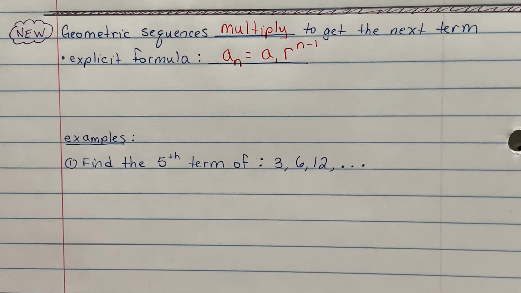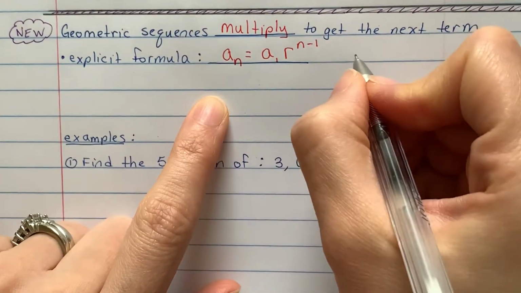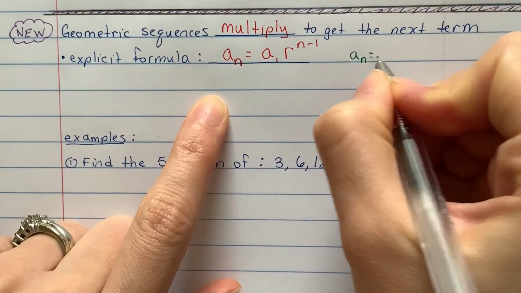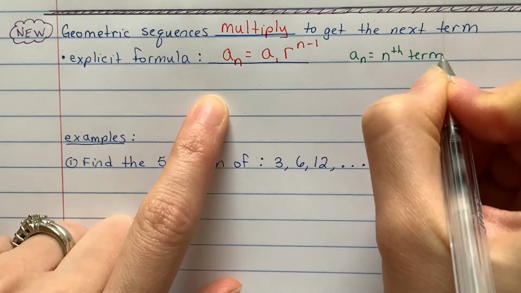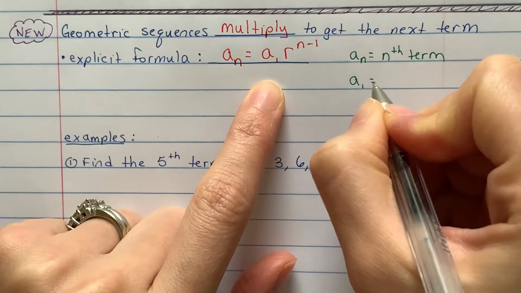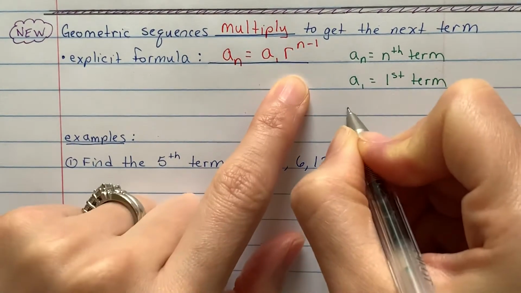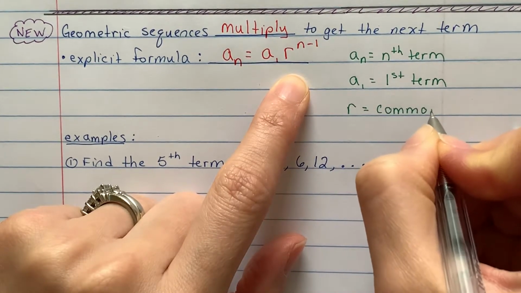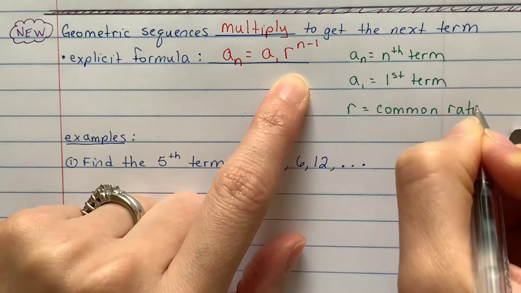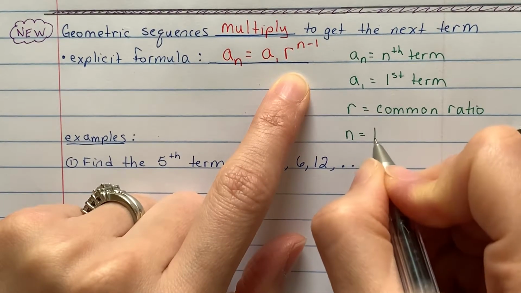So again, this is the first time I'm learning this. I'm going to write down what this stuff means. a sub n stands for the nth term. a sub 1 stands for the first term. r stands for the common ratio. And n is the term I'm looking for.